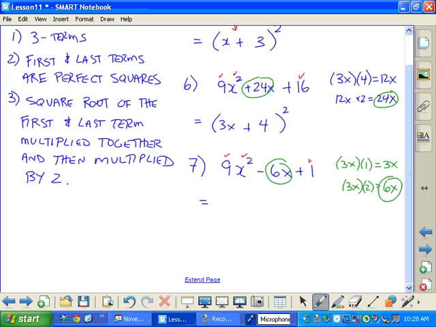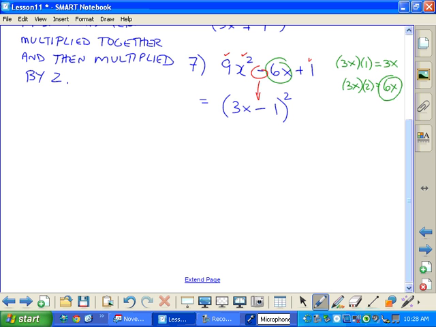So 9x squared would go down to 3x, and the square root of 1 is 1, and it's all squared. And that symbol there, let me use a different color, is what dictates the sign here. All right, one last example with that then.